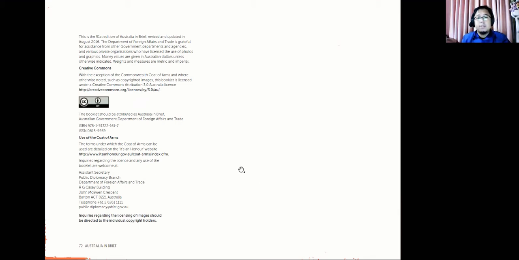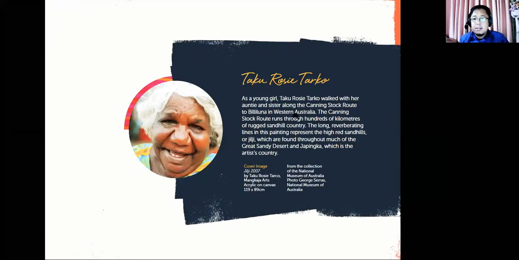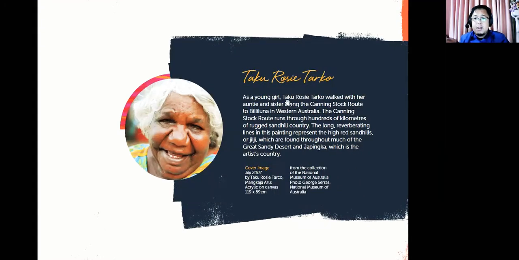Okay, this is interesting. As a young girl, Takuta Rosie Tako walked with her auntie and sister along the Canning Stock Route to Billiluna in Western Australia. The Canning Stock Route runs through hundreds of kilometers of rock and sandhill country. The long, reverberating lines in this painting represent the high red sand hills, or Gilgi, which are found throughout much of the Great Sandy Desert. This is the Takuta Rosie Tako painting. That's the art. Very much we need to appreciate it.